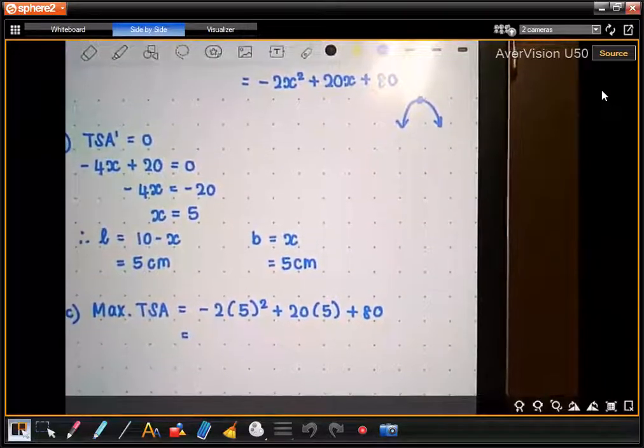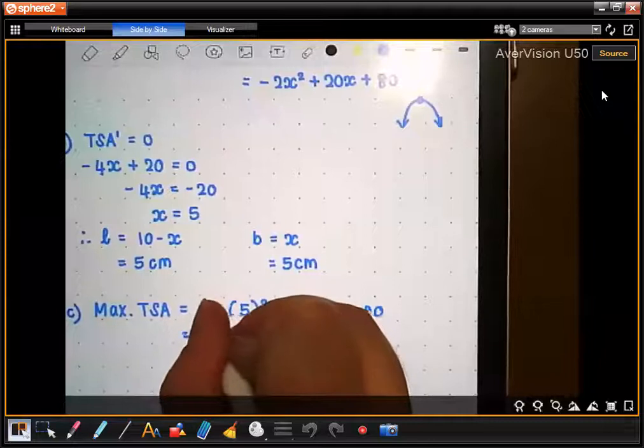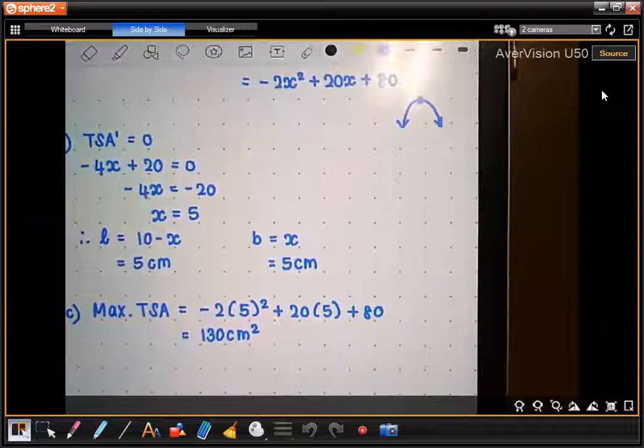Do you know what this answer is? 130, thank you, sorry, I didn't say. 130. And now please, centimeters. It's in this question where they'll decide between the units. So you have to make sure that if you're working out area, you have the units squared.